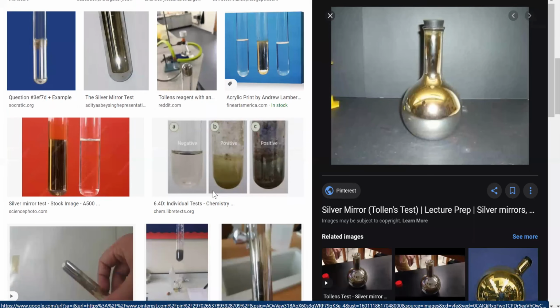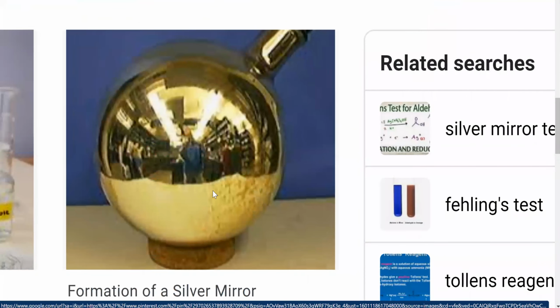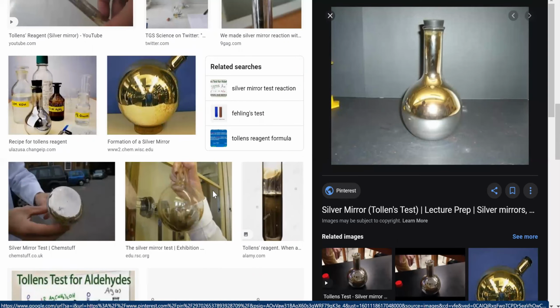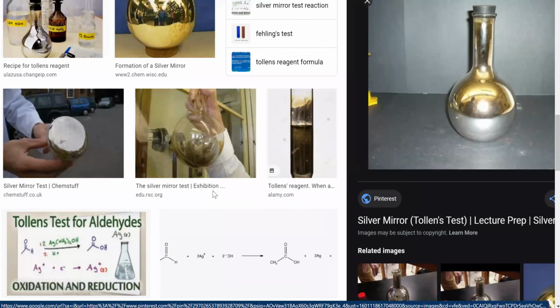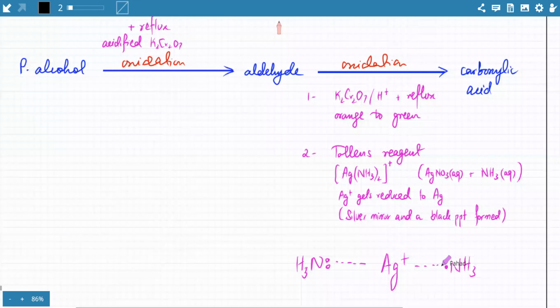Okay, let me see a better picture. This one is good. When silver deposits like this, silver is shiny, so it's going to form a deposit like that. Is this clear? Minail, clear? Reba, clear? Yes. So aldehydes get oxidized.